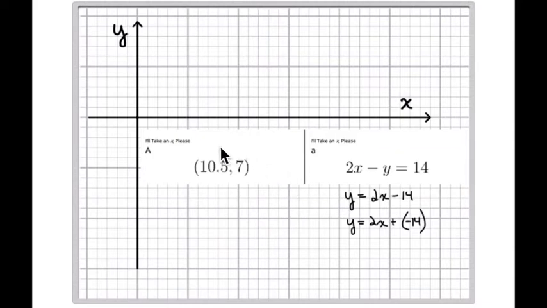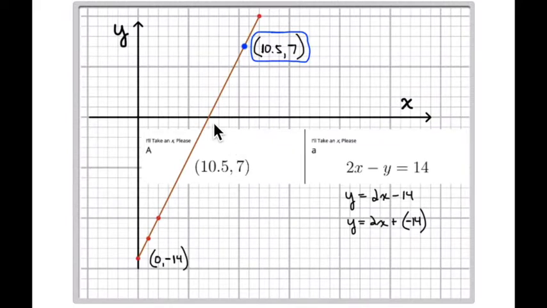And you also know this point. You know it's 10.5, 7. So you go to 10.5, up to 7. And you also know one other point. You know the x-intercept, which was 7, 0. Out here at 7, 0. I don't think I put that one in there. All right, and so this is what it looks like, and I didn't. Here's 7, 0 right here. So you could have added that point, or I could have added that point. So the y-intercept is 0, negative 14 is right here.